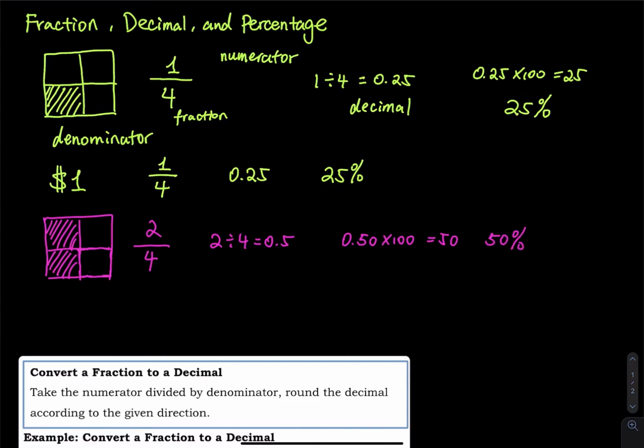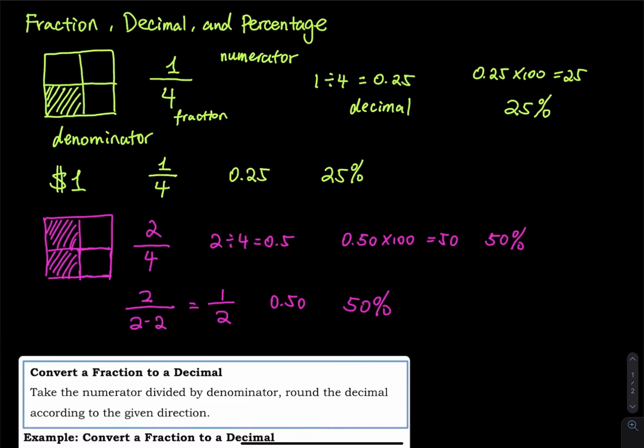Now 2 over 4 is 50%, right? 4 is the same thing as 2 times 2. So as long as you divide the top and bottom by 2, 2 divided by 2 equals 1, and 4 divided by 2 equals 2. So 1/2. 1/2 equals 0.5. Half of $1 is 50 cents. And 50 cents is 50% of $1. So that's the relationship between fraction, decimal, and percentage.